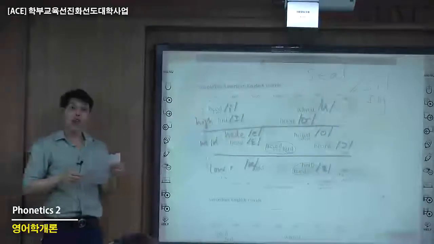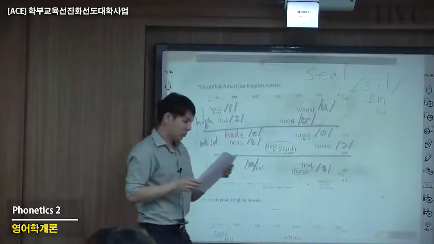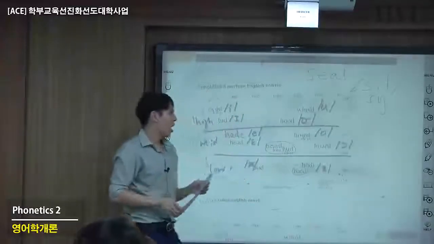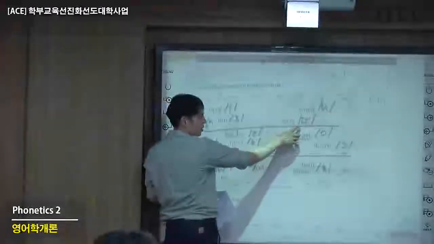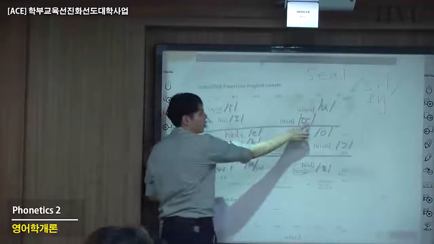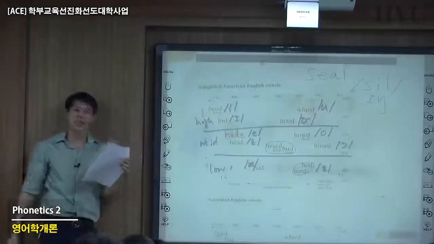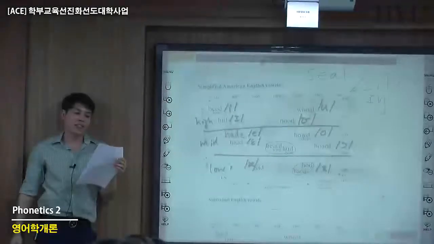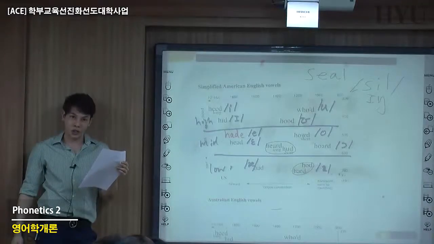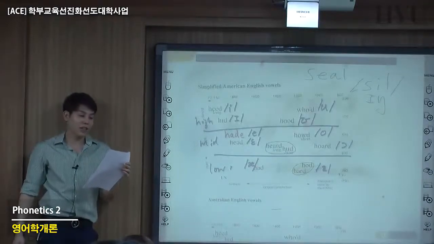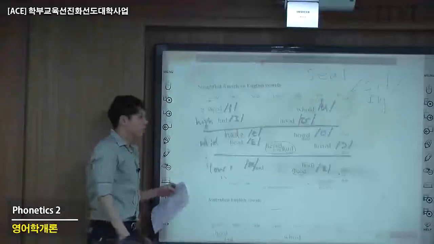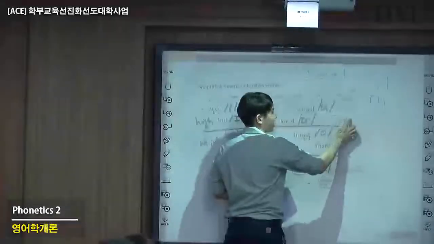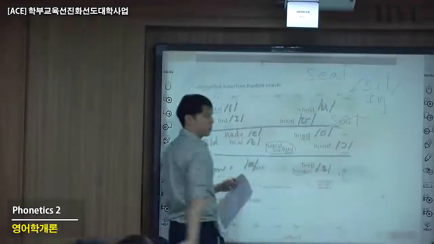Number 5, how do you pronounce it? It's the short, high short, this horseshoe thing. How do you pronounce it? Soot, right? Soot. The English word is S-O-O-T. What does it mean?